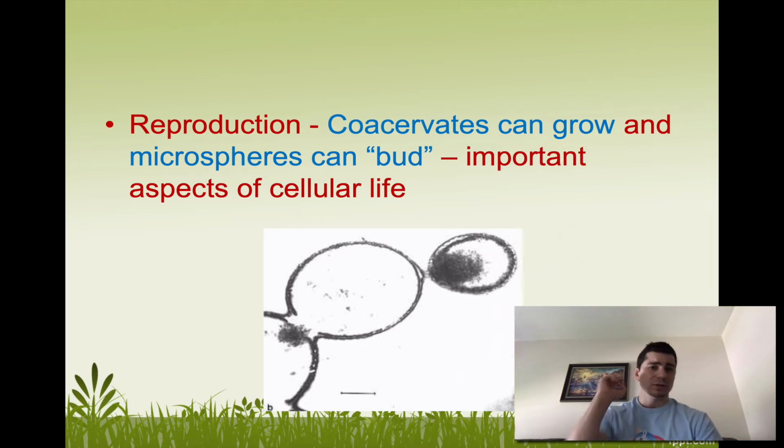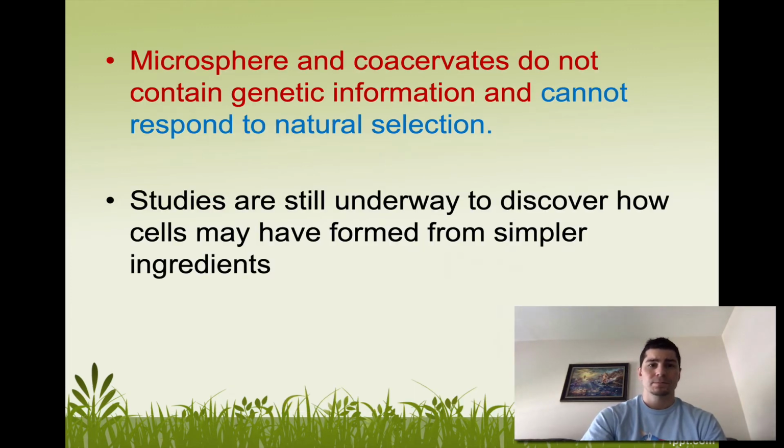All right, we also looked at the reproduction of these two, the coacervates and the microspheres. We saw that they can grow and bud, which looked really similar to bacteria reproducing by binary fission. Problem was, the main thing for us guys that makes us living is our DNA. Okay, that tells us everything about us. That gives us all our characteristics. The microspheres, the coacervates, no DNA. All right, so they can't evolve. They can't respond to stimuli, nothing like that.